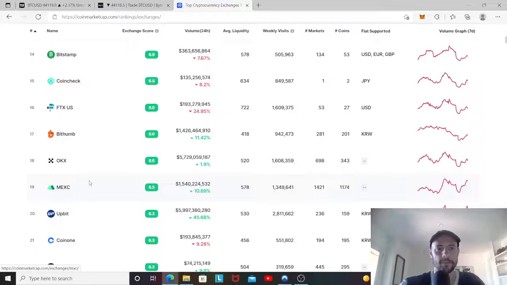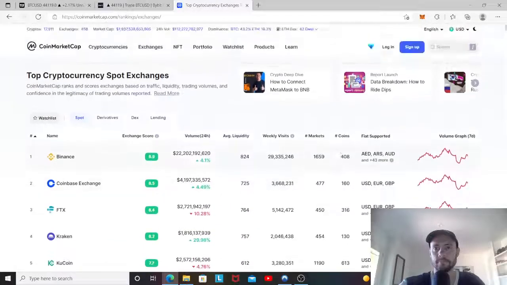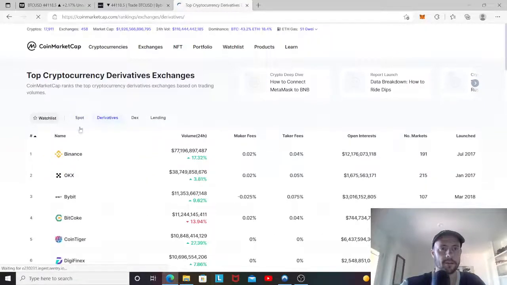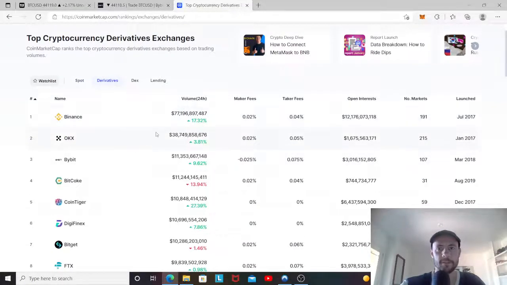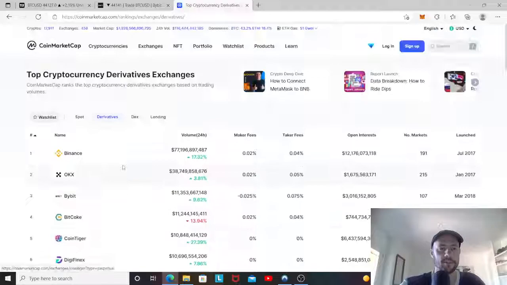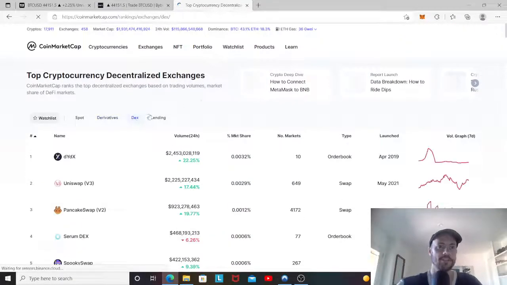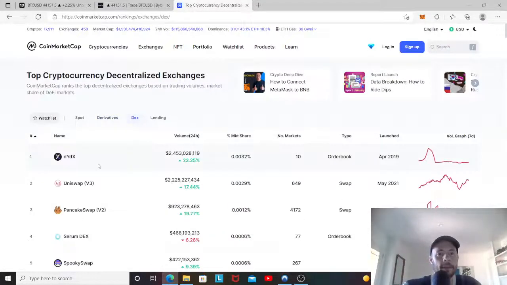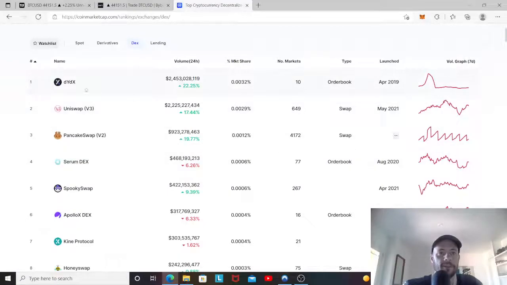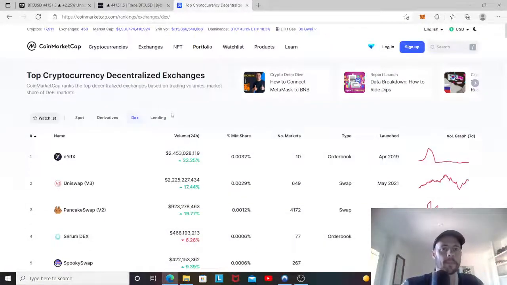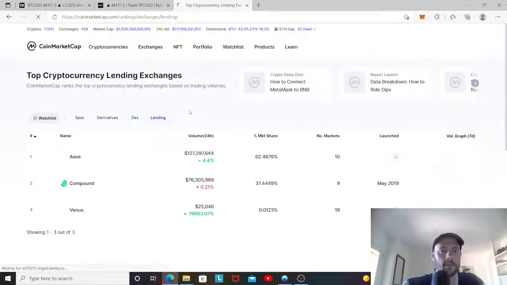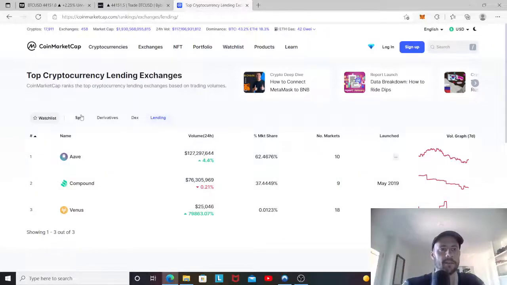Same with this one. So you can check out exchanges there, and you can go look at derivatives. If you want to trade with leverage, you can look at decentralized exchanges, and you can see their volume, everything about them, Uniswap, PancakeSwap, etc. And they even have some lending right here.